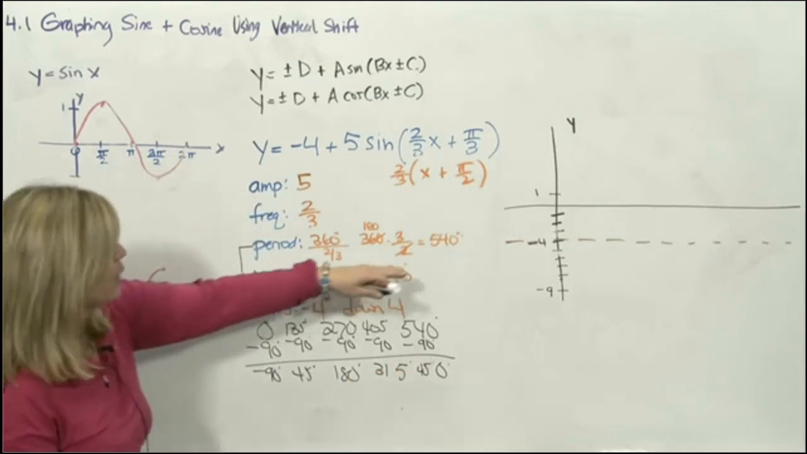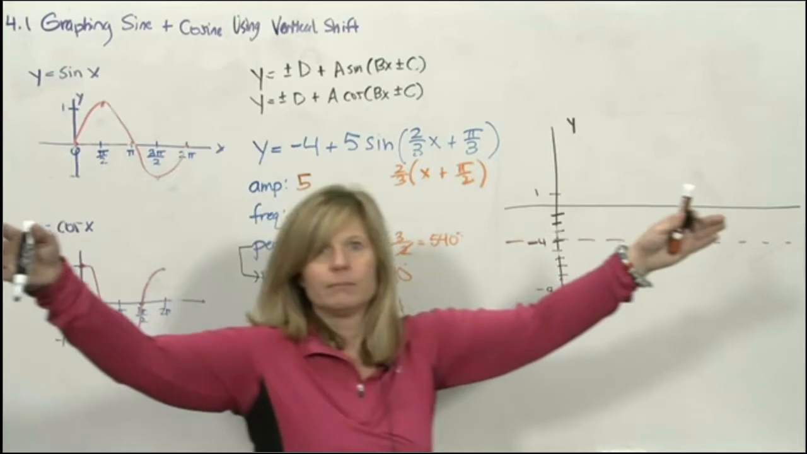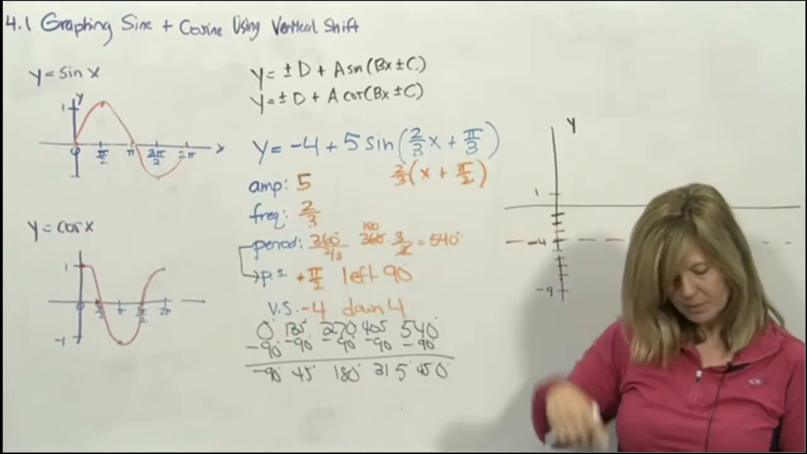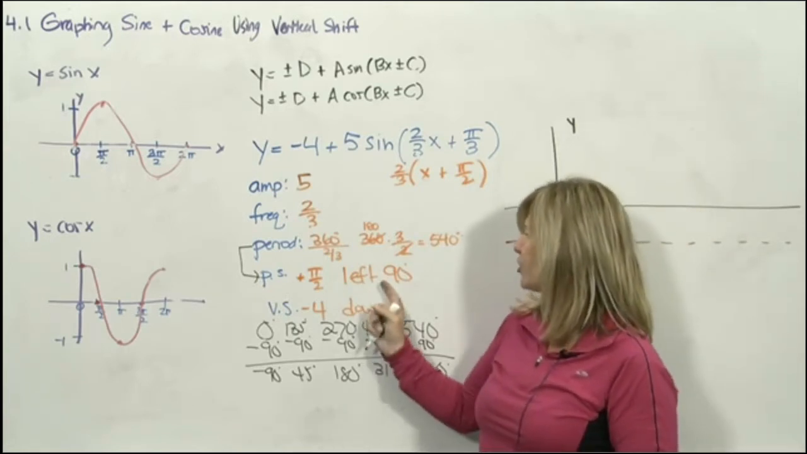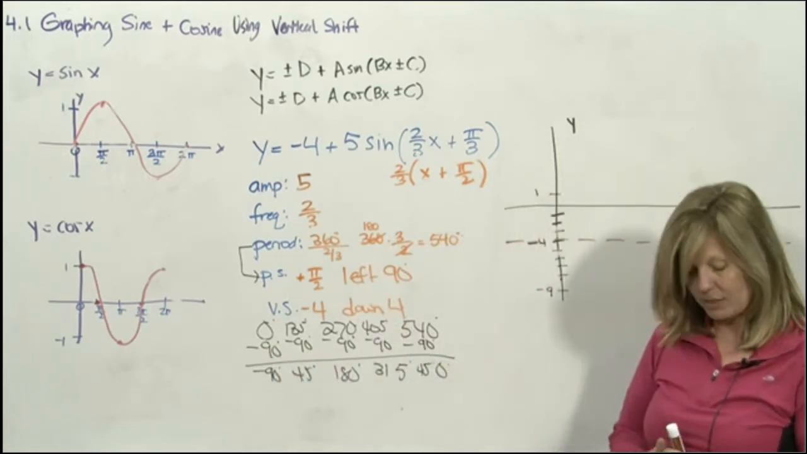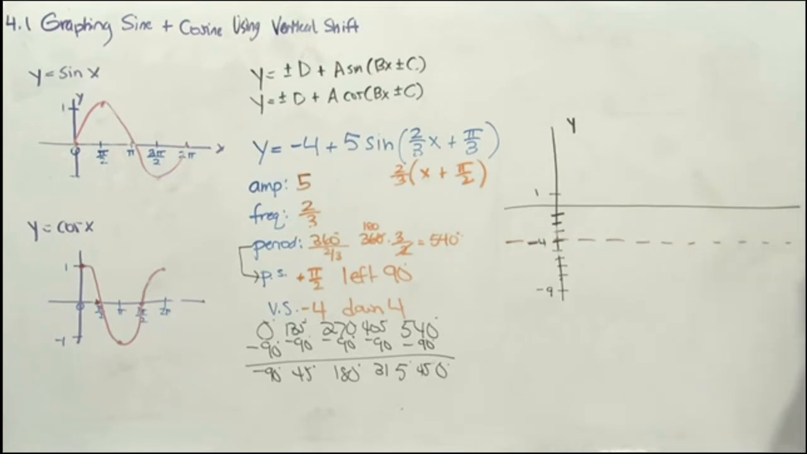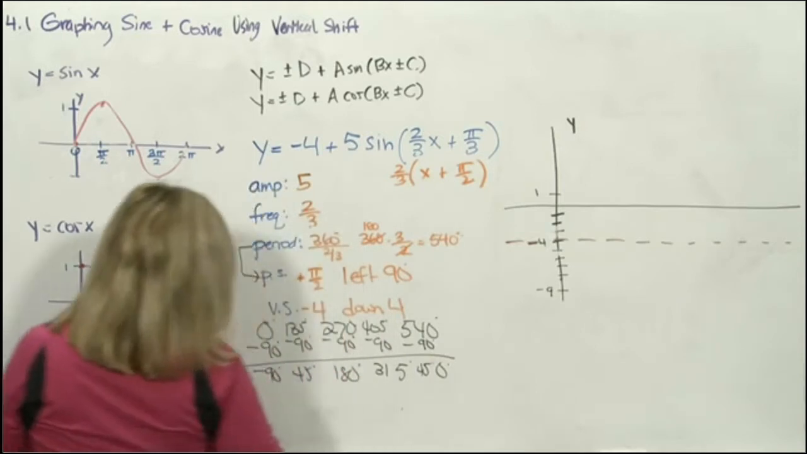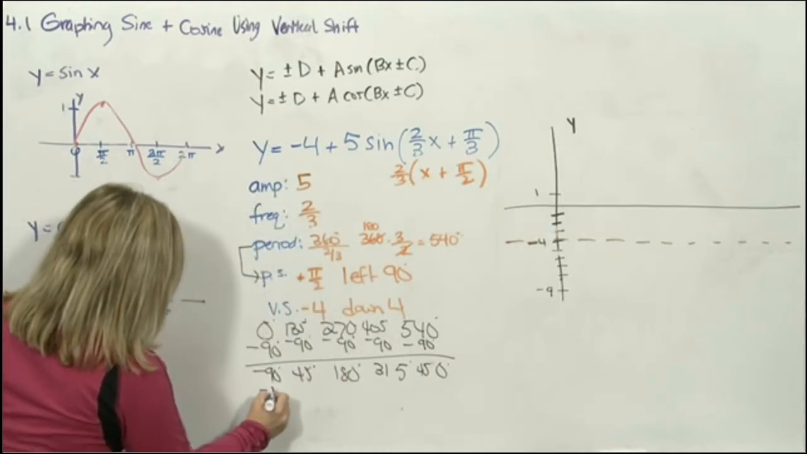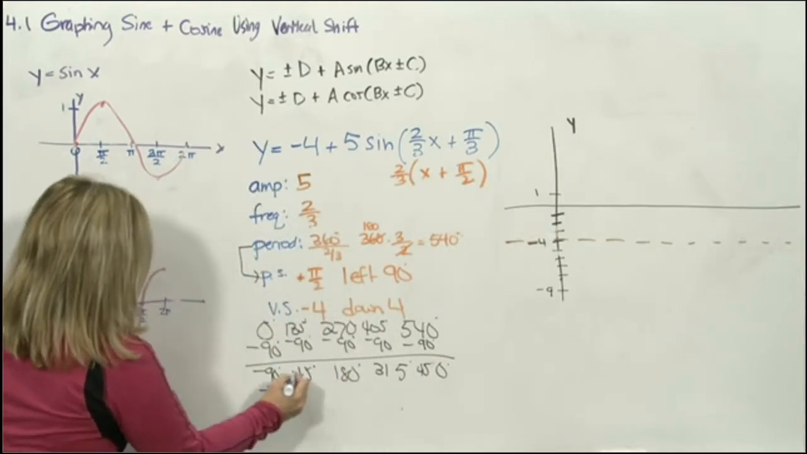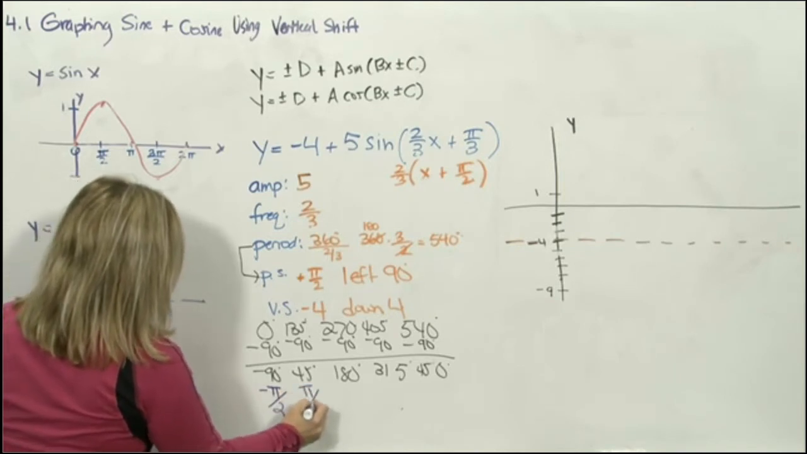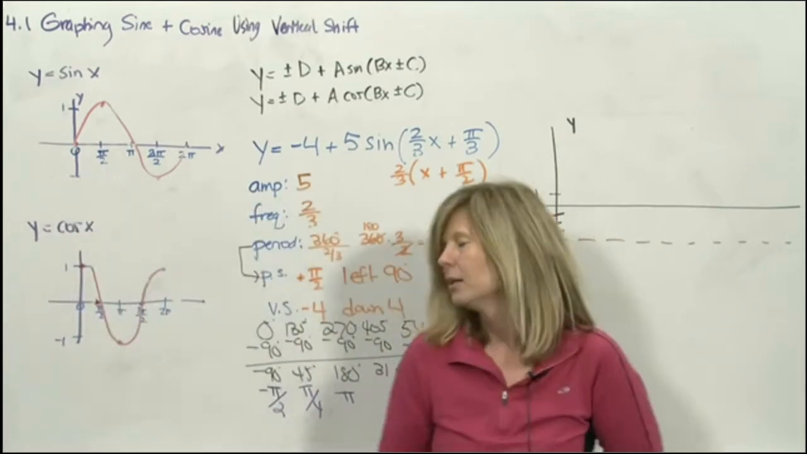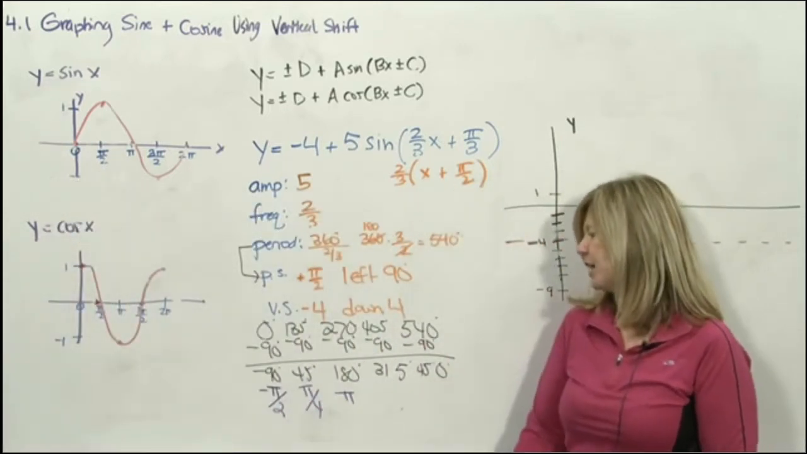So the period was 540. So from 0 to 540, you had to split it into 5 parts. Okay? But now we had a phase shift back 90, so I subtracted 90. Everybody's good? All right. These all need to be in radian measure. We know what -90 degrees is in radian measure. It's -pi over 2. We know what 45 degrees is in radian measure. It's pi over 4. We know what 180 is in radian measure. It's pi.